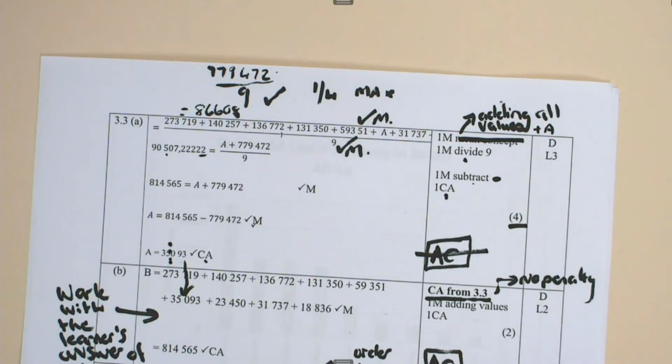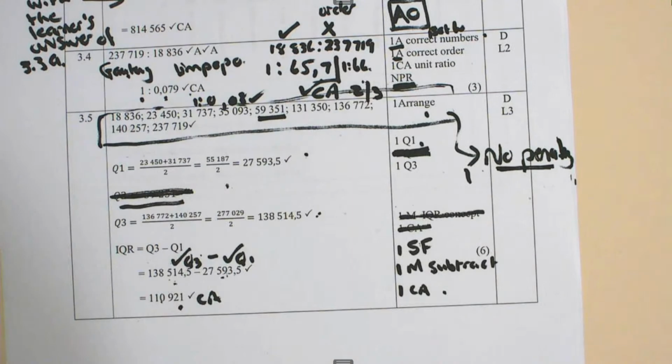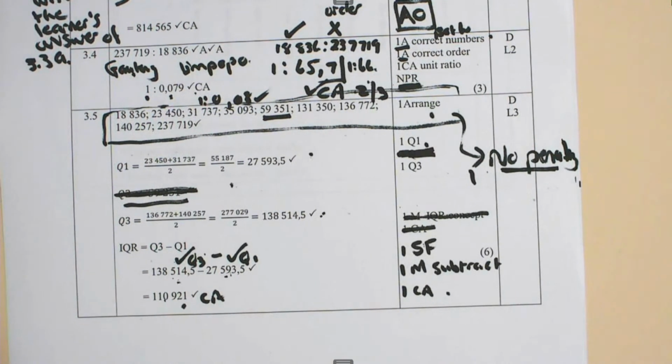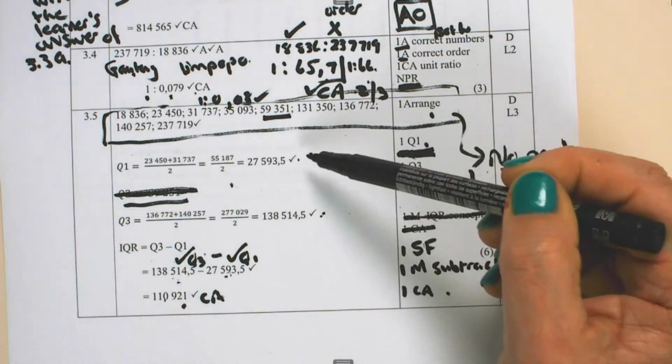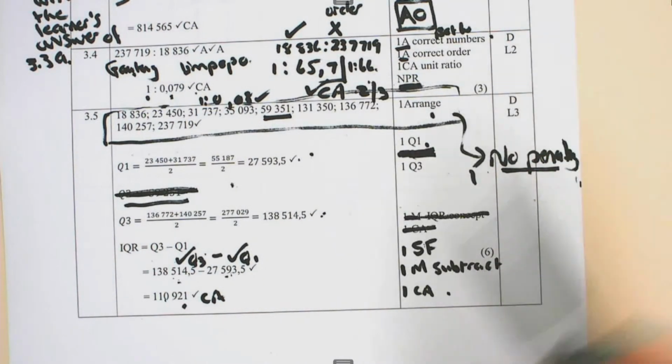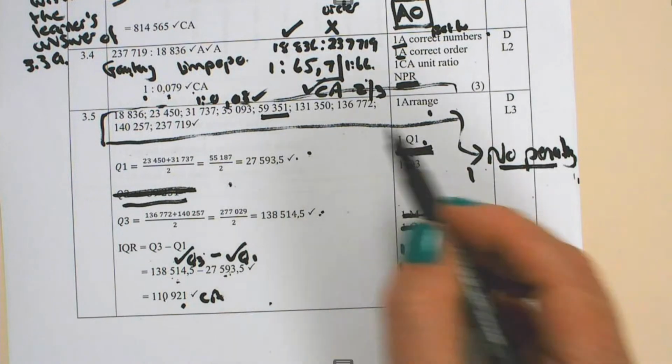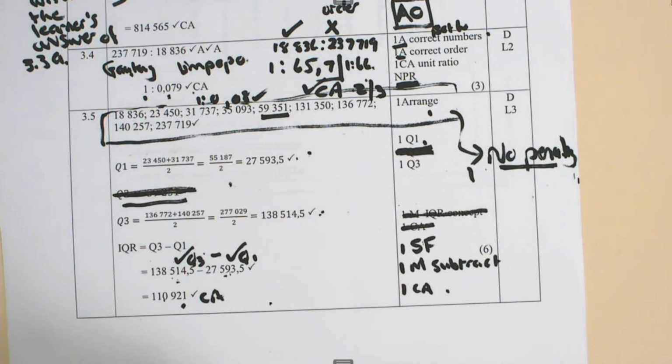If the learners did not arrange, no penalty. You do not give a penalty, you do not penalize. If they did not arrange, but they worked out the Q1 correctly and the Q3 correctly, they went here, then you give already all the marks.